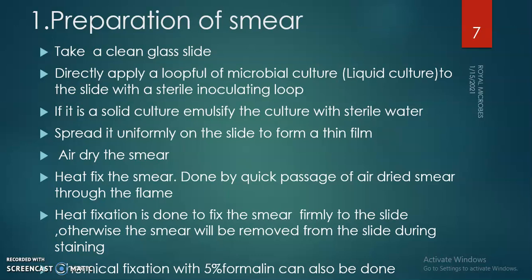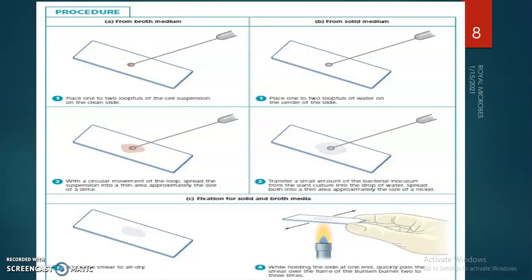Air dry the smear, then we have to heat fix the smear. Heat fixation is done by the quick passage of air dried smears through the flame. Heat fixation is done to fix the smear firmly to the slide, otherwise the smear will be removed from the slide during staining. Chemical fixation can also be done. It is done with 5% formalin.